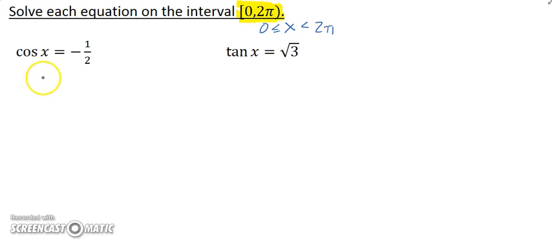So I'll write it as a solution set. I'll say that x could be either 2 pi over 3 or 4 pi over 3. And those are all the values that solve that equation.